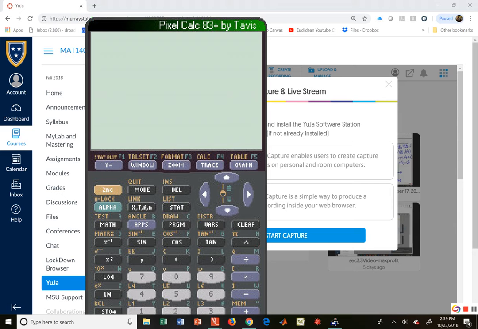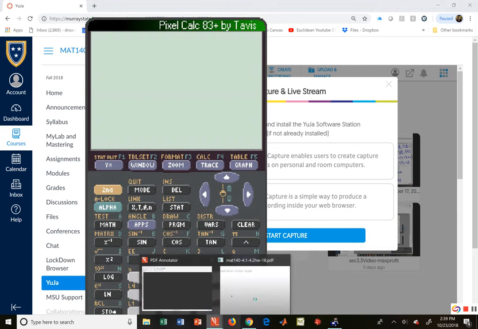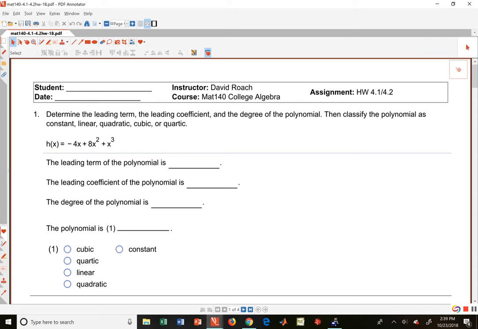I'm Dr. Roach, and we're going to be working on section 4.1-4.2, and I'm just going to be working through the homework assignment. Just reminding you about a few things. If you look at my PowerPoint notes on the module, you can get some details about where some of this is coming from. But let's start off with question number 1 here on the homework.